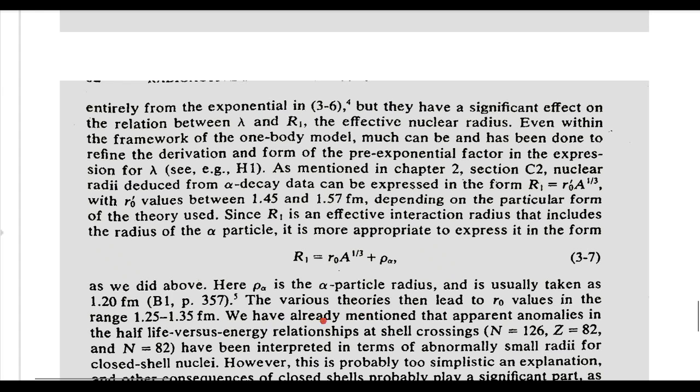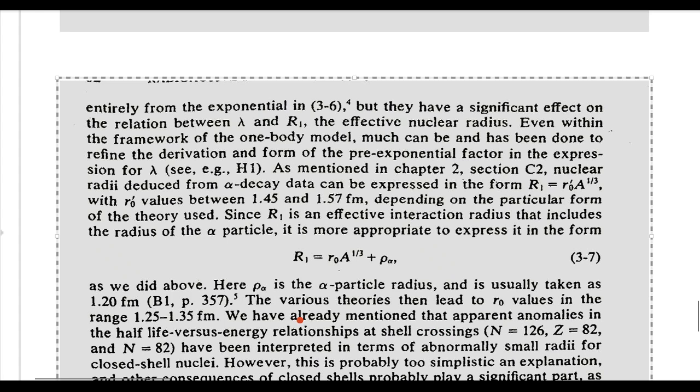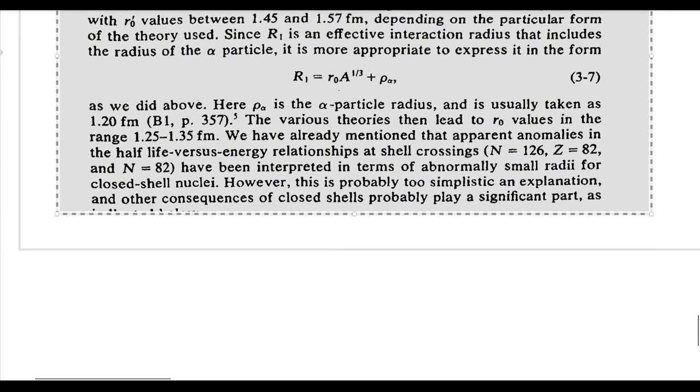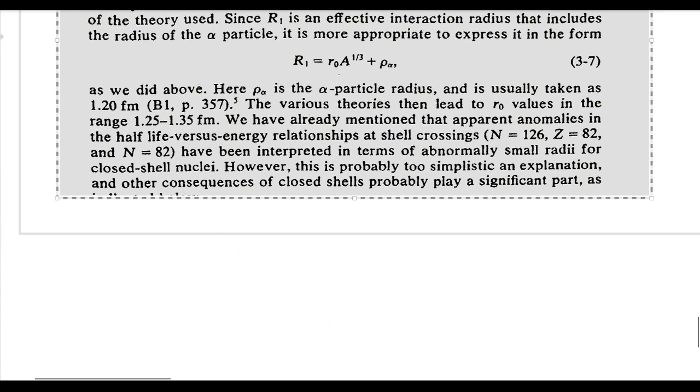We have already mentioned that the apparent anomalies in the half-life versus energy relationship at shell crossing have been interpreted in terms of abnormally small radii for closed shell nuclei. However, this is probably too simplistic an explanation, and other consequences of closed shells probably play a significant part.